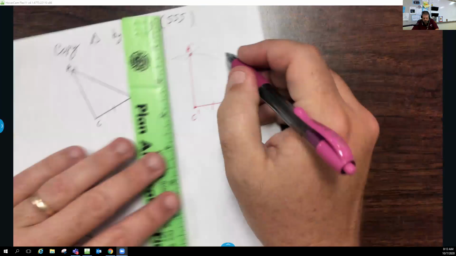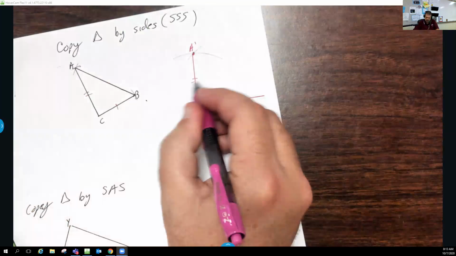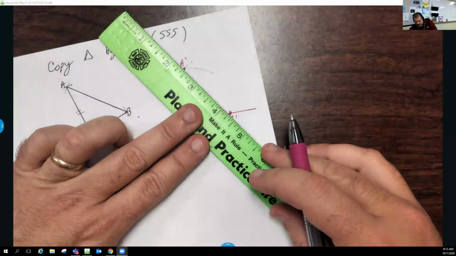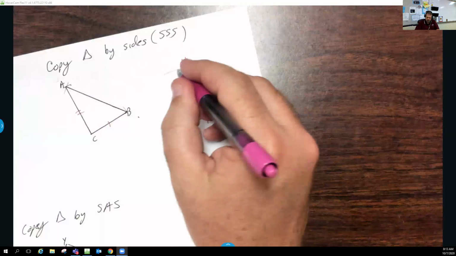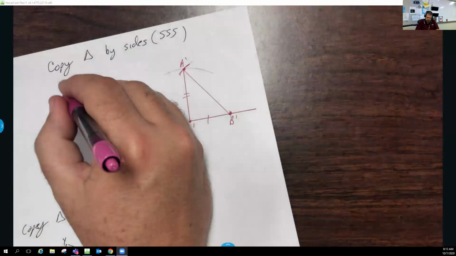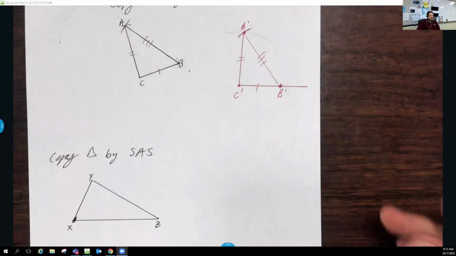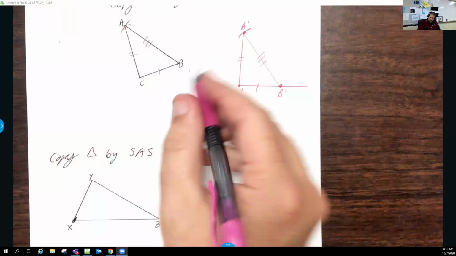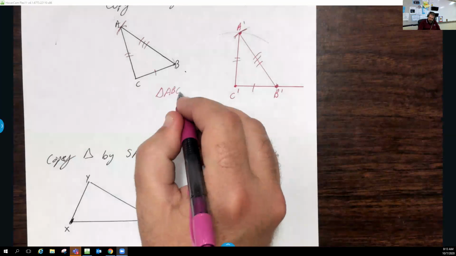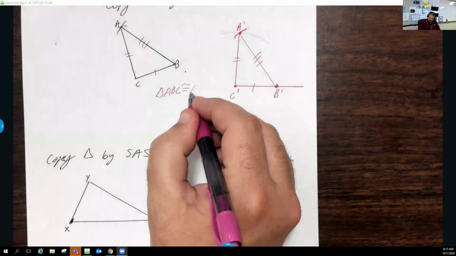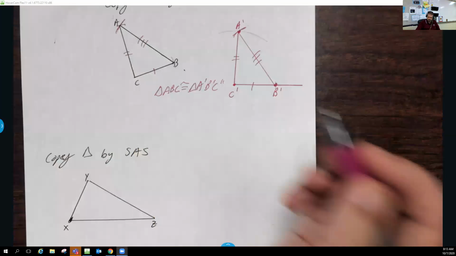We've already measured that arc. This arc represented this arc, so those two sides have to be equal. And then from here to here, we've already measured this arc to be with this arc, so that means these two have to be the same. And there's side, side, side, and my two triangles. And these two triangles would be congruent. So triangle ABC would be congruent to triangle A prime B prime C prime.